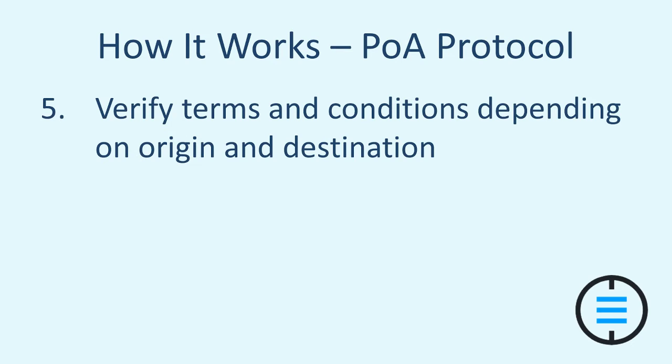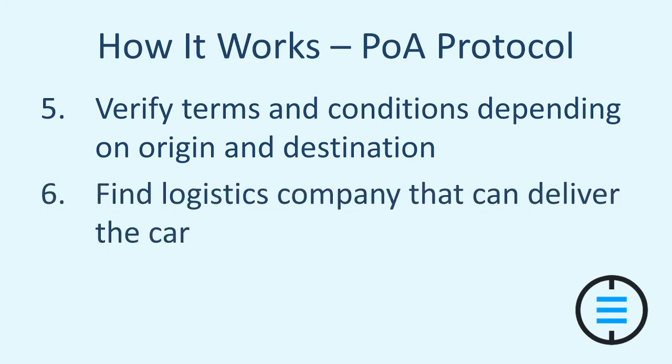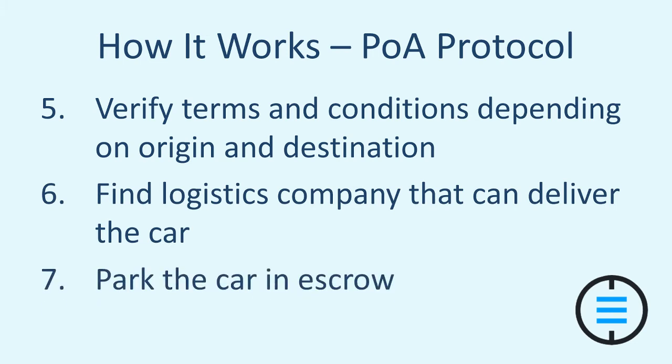They will then verify the terms and conditions depending on the origin and destination. So if it's located in the USA and it's going to be shipped to Australia, for example, the terms and conditions on the location will vary considerably. They will then have to find a logistics company that can deliver the asset, in this case the car. And then after they've completed all these tasks, they will park the car in escrow to keep the car safe and undamaged.